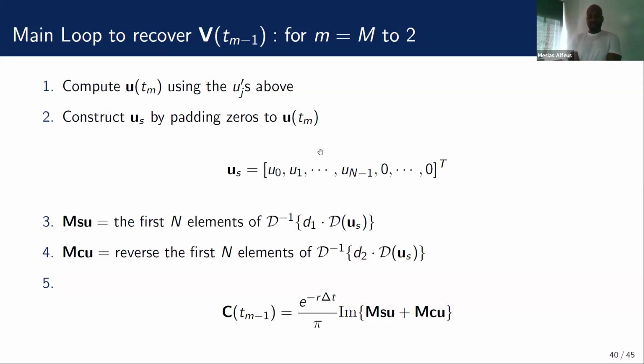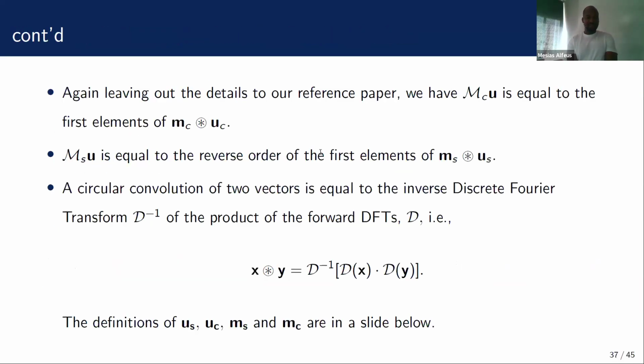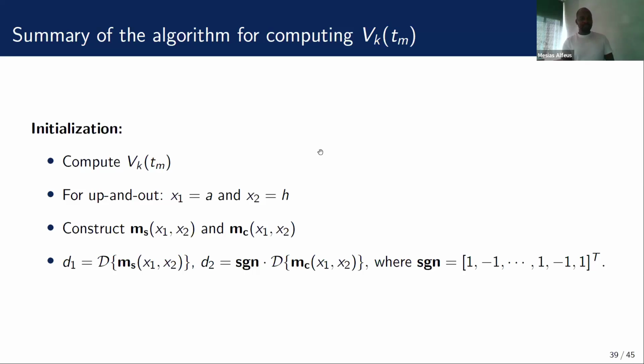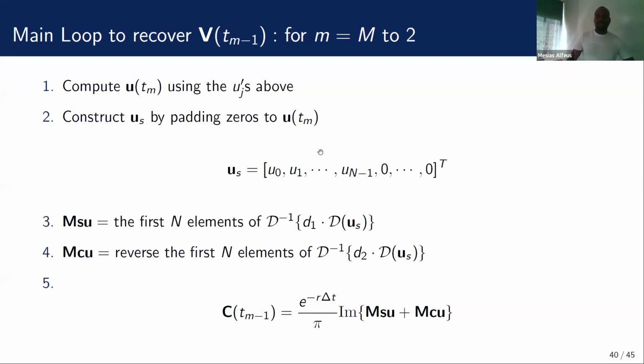So you compute the U's using the U-chase. We have seen the U-chase, they are here. So this is the U. And then you construct US this way. For MSU, you take the first elements, because you have 2n elements actually in that vector. For MCU, you reverse that vector first, and then you take the first n elements, and then you get your C, which we have seen.